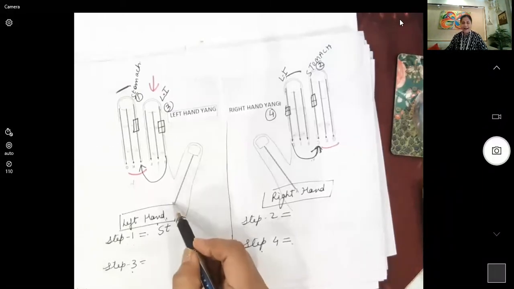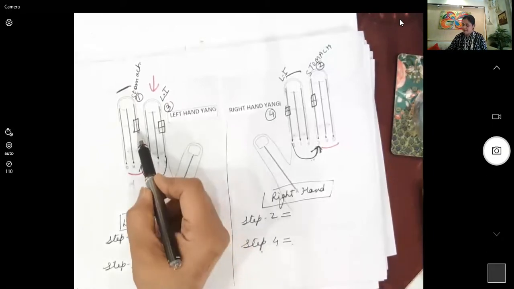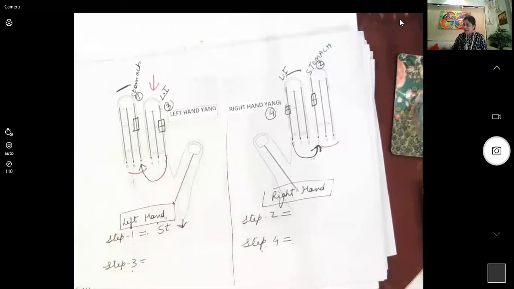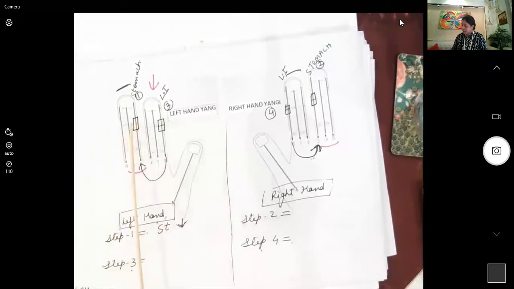So left hand, I am choosing the left hand because the stomach is on the left side. This is the stomach meridian. This left stomach meridian is your first step, and the right stomach meridian is your second step. Then the third step is the large intestine meridian. The fourth step is again the large intestine meridian. The first step is on the left hand, the second step is on the right hand, then the third step again on the left hand, and the fourth step on the right hand.